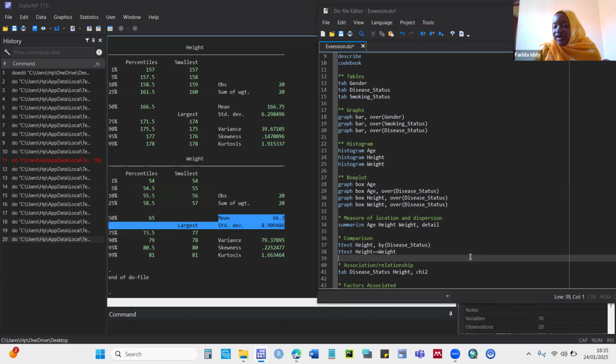If you have two variables which are quantitative, then you have to use a t-test. But if you want to find an association between two categorical or qualitative variables, then you are going to use a chi-square. And if you are looking for factors associated with your outcome, that is where you are going to fit a regression. But if you have a binary outcome, for example in our case today, disease status yes and no, then you are going to use binary logistic regression.